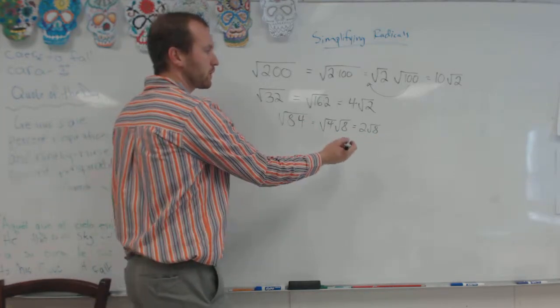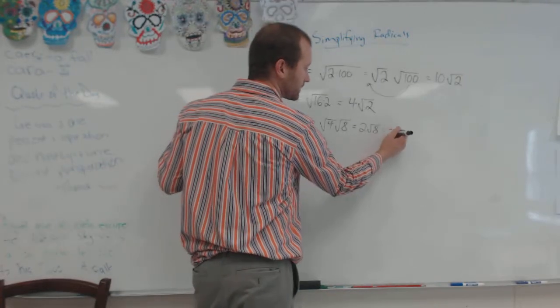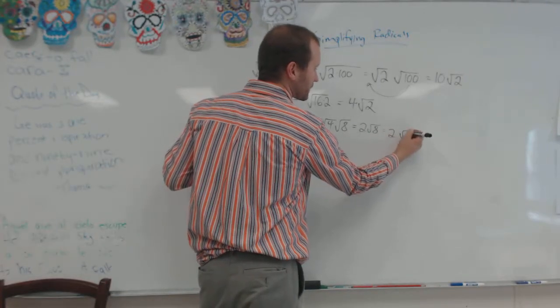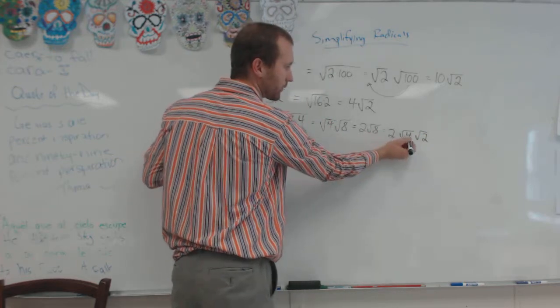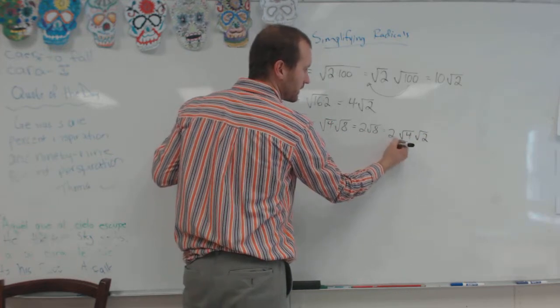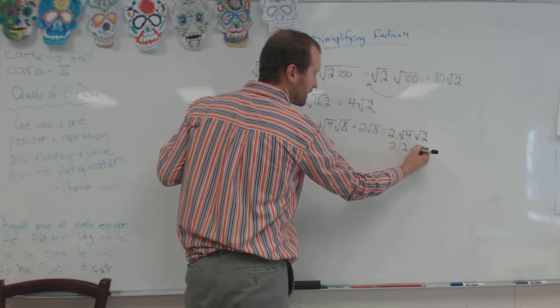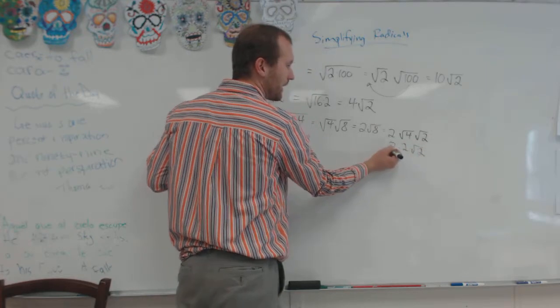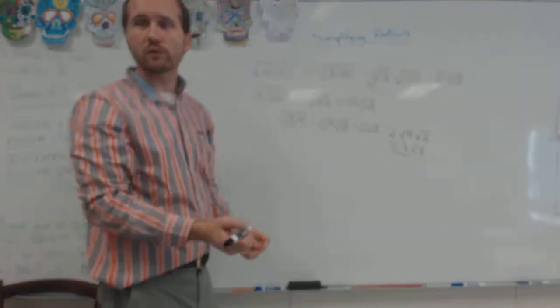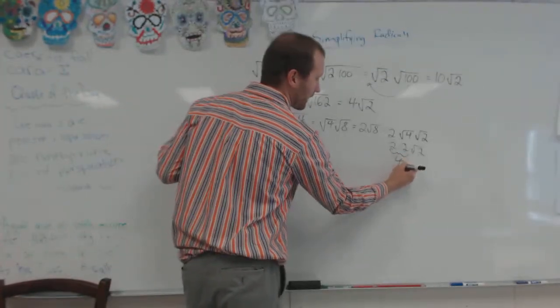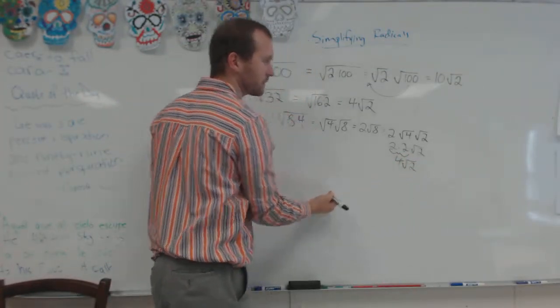So I would have to keep going. Oh, wait a second. That's 2 times the square root of 4 times the square root of 2, because 8 is 4 times 2, which is 2 times 2 times the square root of 2. And now I have to combine these numbers that are not in my square root. So now I finally have 4 square roots of 2.